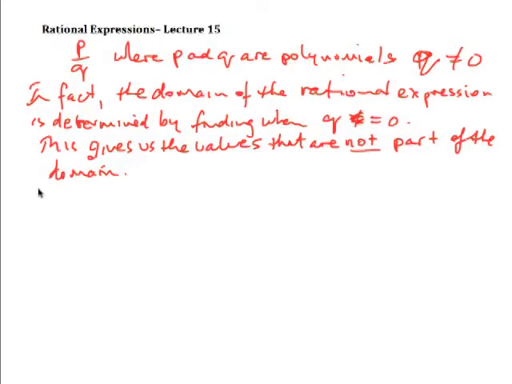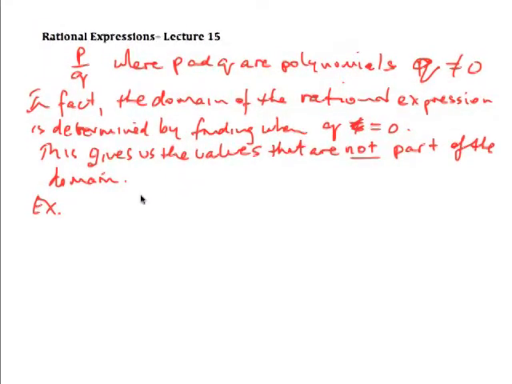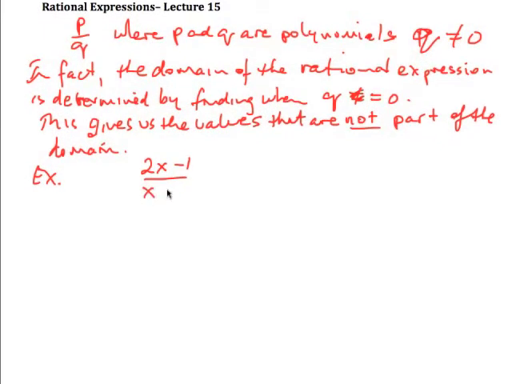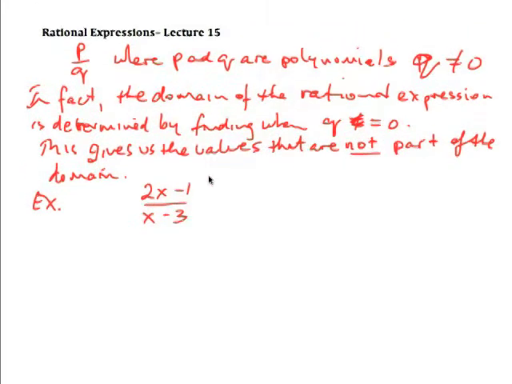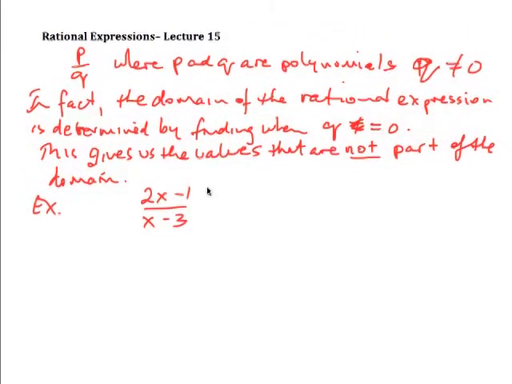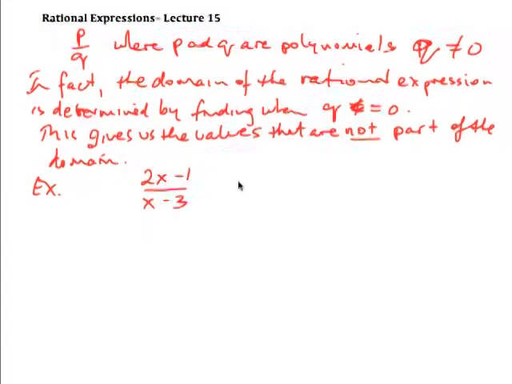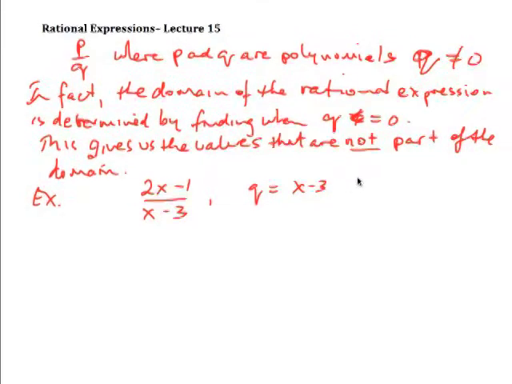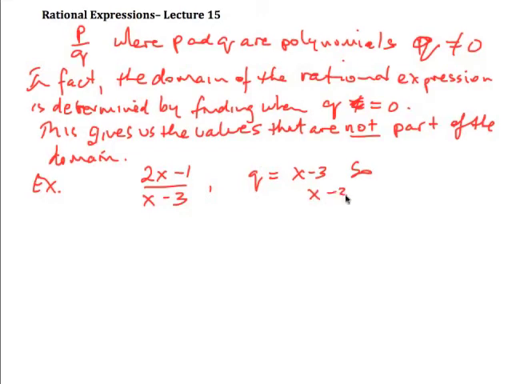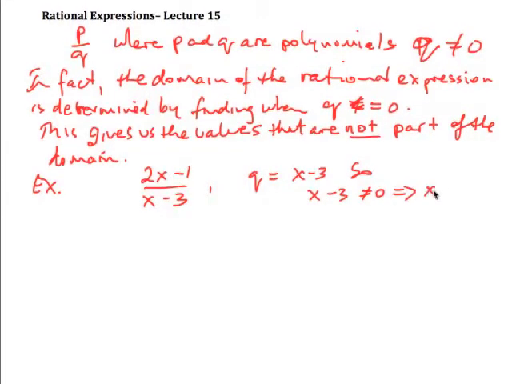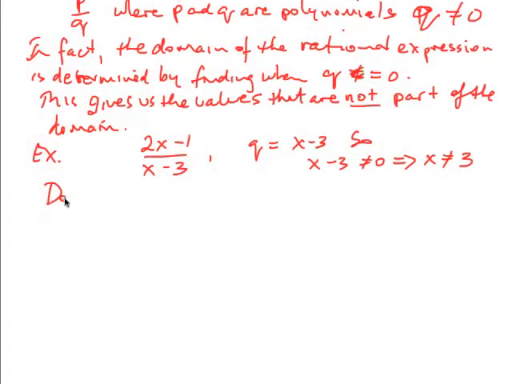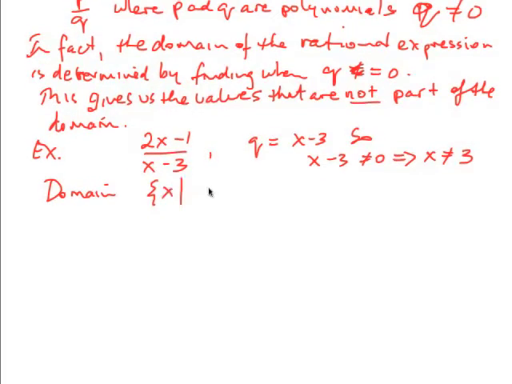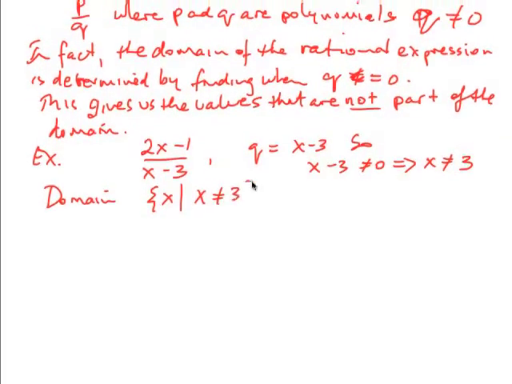Right, so a simple example would be something like, say, 2x take 1 over x minus 3. Notice that this is a polynomial of degree 1 over a polynomial of degree 1. Now in this case, Q is equal to x minus 3, and so x minus 3 cannot be equal to 0, which implies that x cannot equal 3. So this tells me the domain is all numbers except 3, the set of x such that x is not equal to 3.